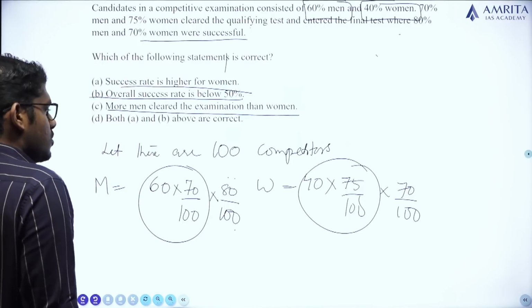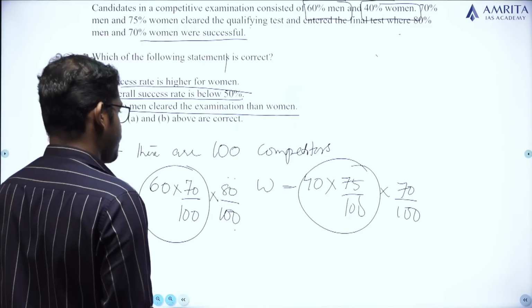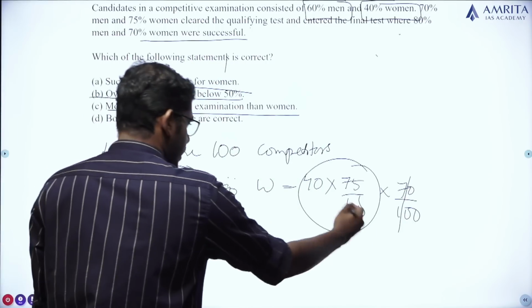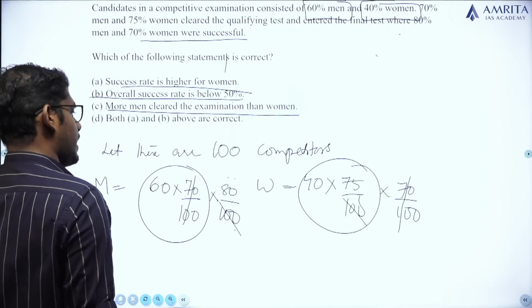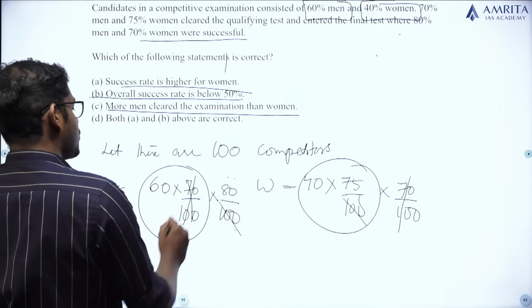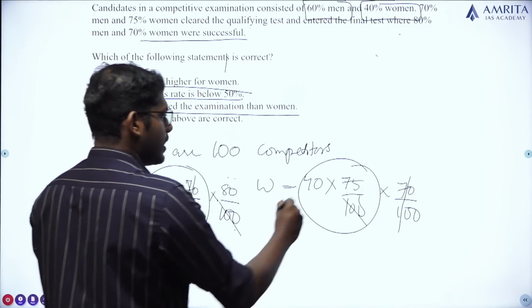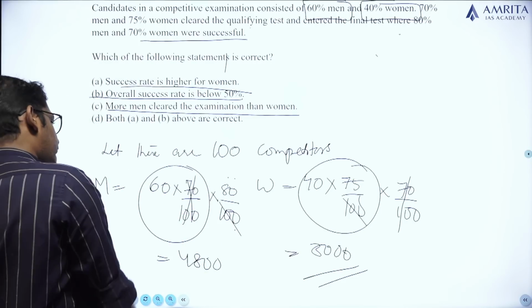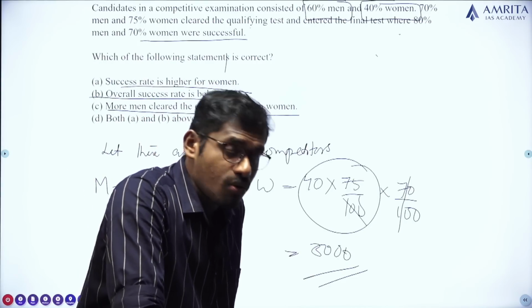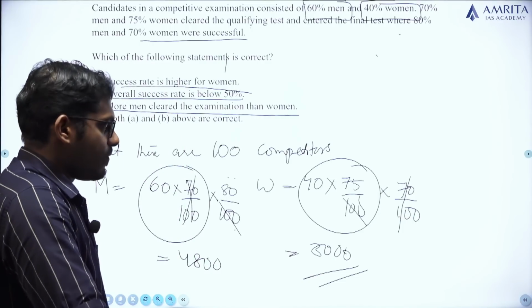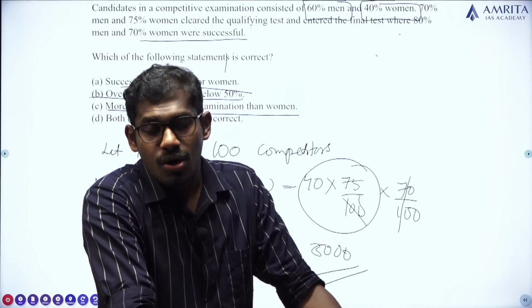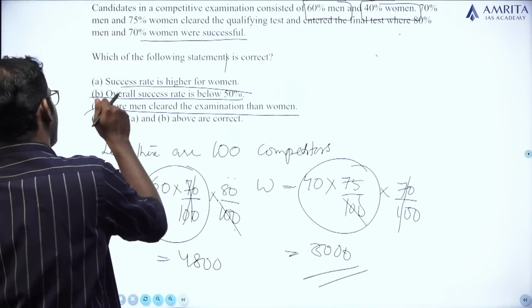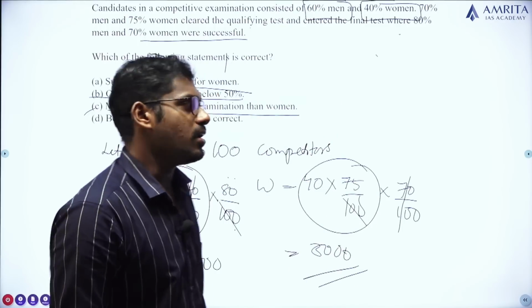Okay. So if we compare the number of men and women, the 70 by 100 is common in both cases. So we rule out that 100 is common here. So the remaining thing is 60 into 80, that is 4800. Here 75 into 40, that is 3000. So the number of male candidates who cleared the test is 4800, whereas the number of female competitors who cleared the final test is just 3000. It means that more men cleared the examination than women. Clear? Okay.